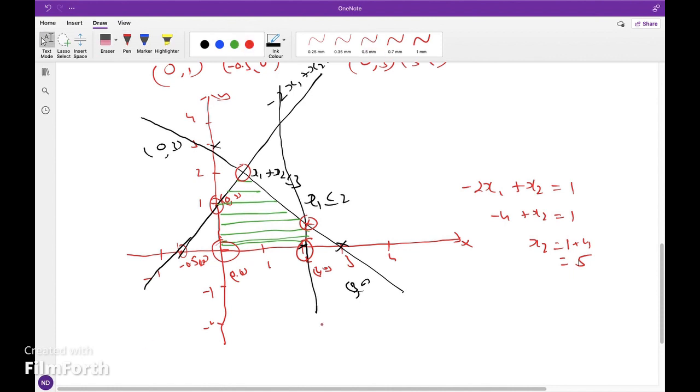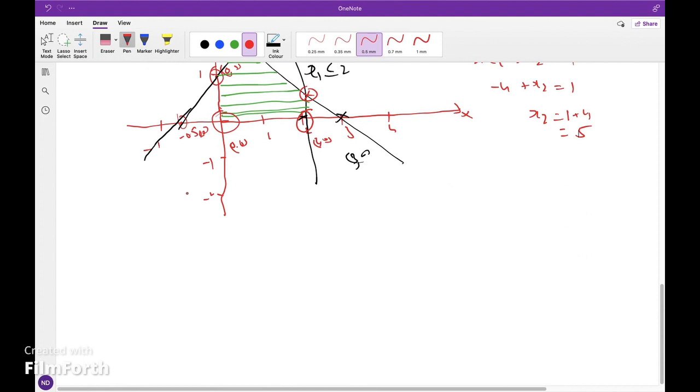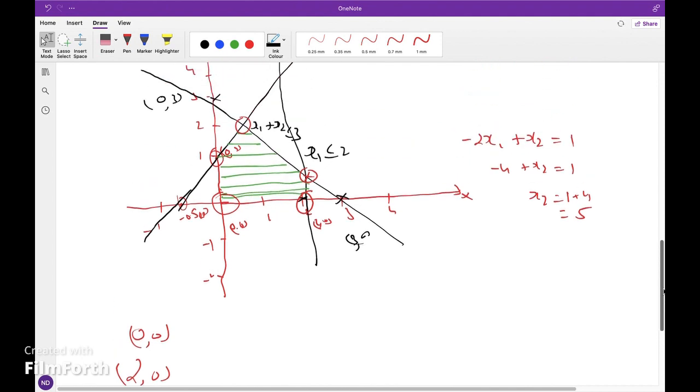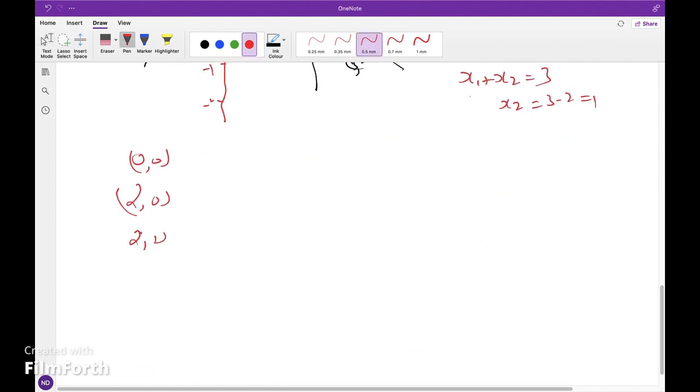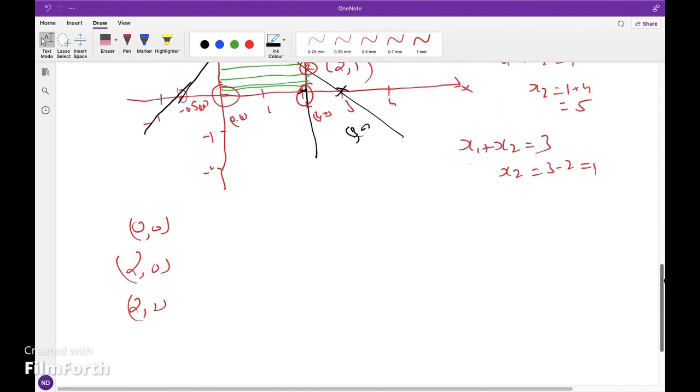The point A, let us assume, is 0, 0. Second point, this point 2, 0. Third point, x1 equal to 2, this intersection point using these two lines. That means x1 plus x2 equal to 3, x1 equal to 2. So x2 equal to 3 minus 2, that is 1. So this point is 2 comma 1. And now just find this intersection point.